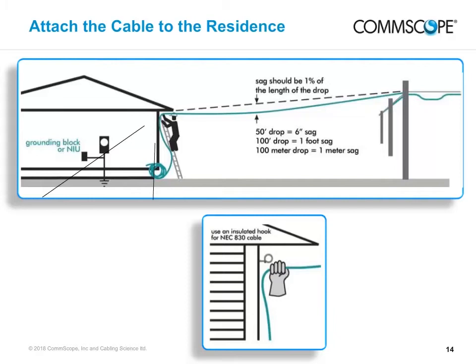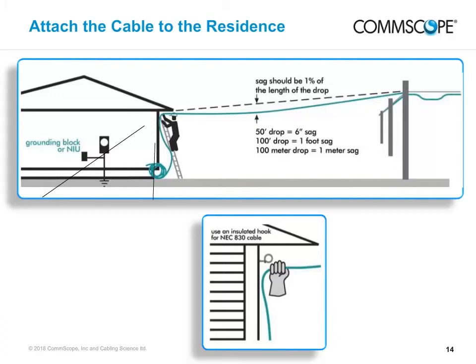Taking the cable in hand, climb up to the attachment point, pull the cable taut until the sag is 1% of the overall length of the drop. Examples: for a 100-foot run, the sag should be 1 foot. For a 50-foot run, the sag should be 1/2 foot. Use your hand to mark the place on the cable where the cable and the hook meet while maintaining proper sag. Do not pull the cable through the hook or attach it to the hook.